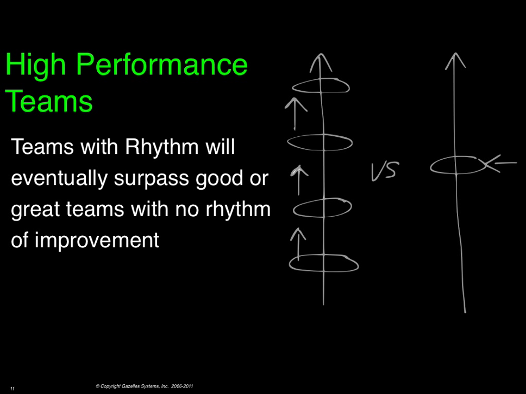In other words, if you have teams or individuals that learn to improve themselves, they're going to progress up these circles. I show four circles here in this diagram where you can progress up, but you go beyond the four circles. The point here is that high performance teams are teams that understand and have a rhythm of improving themselves. And they will eventually surpass good teams or great teams who have no rhythm of improvement. So you've got to think about how to get your high performance teams to continue to be high performance teams.